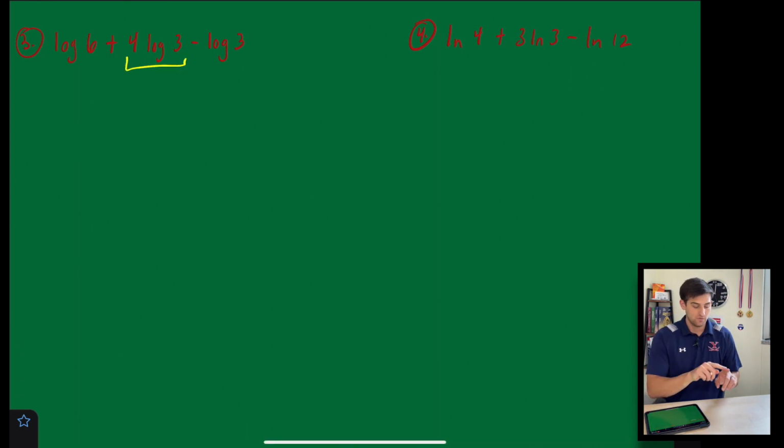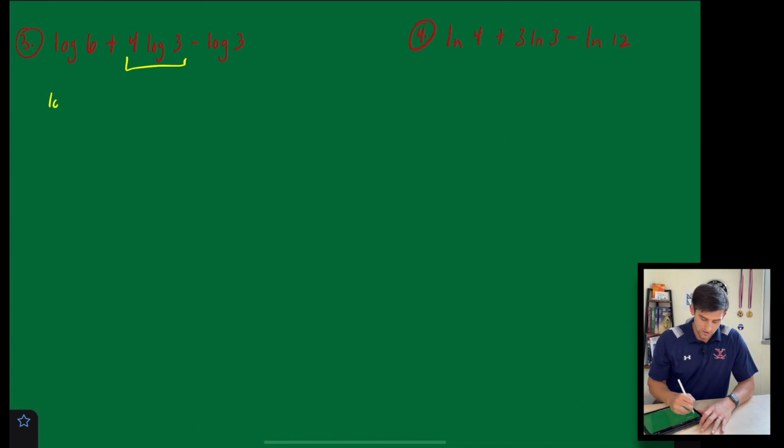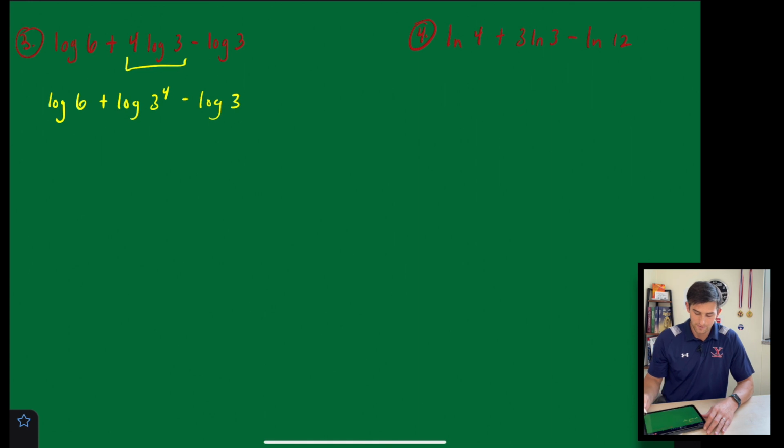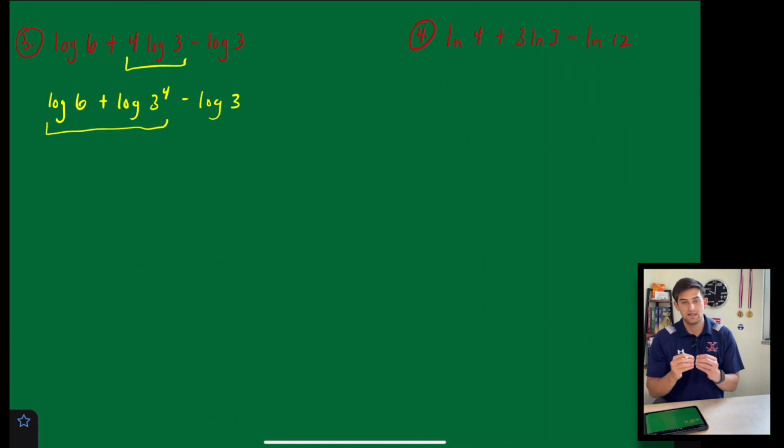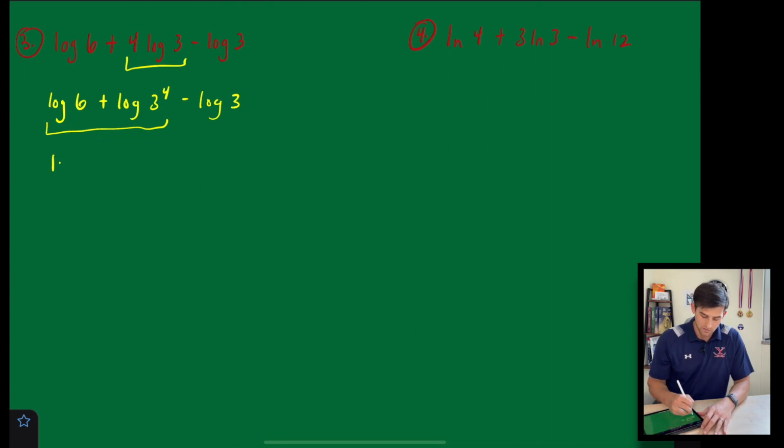So we could change that 4 just like we did on those examples we were expanding, where we had an exponent. We could write that at the beginning as multiplication. We can do the opposite of that. So we could go ahead and change this to log of 6 plus log of 3 to the 4th power minus log of 3. Now I notice I have addition here. So I can rewrite this as multiplication with just one log. So I can say log of 6 times 3 to the 4th, and then we have minus log of 3.